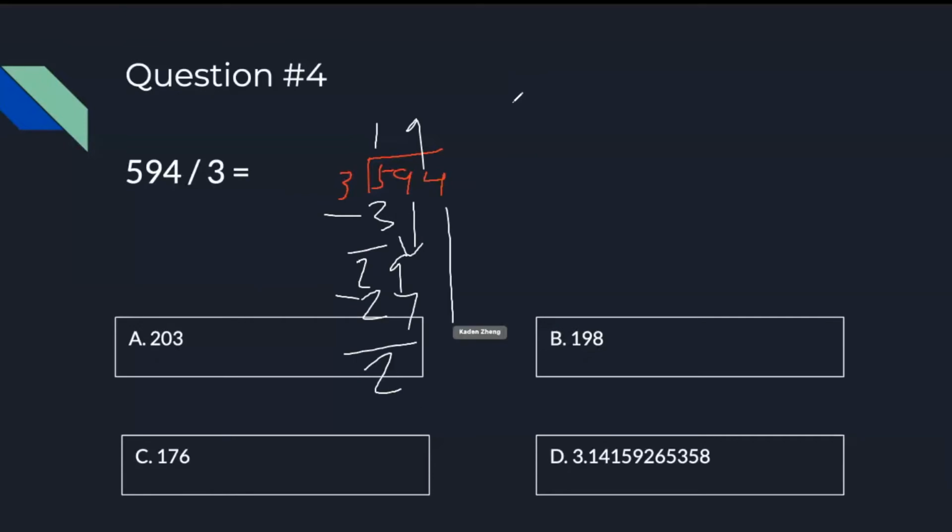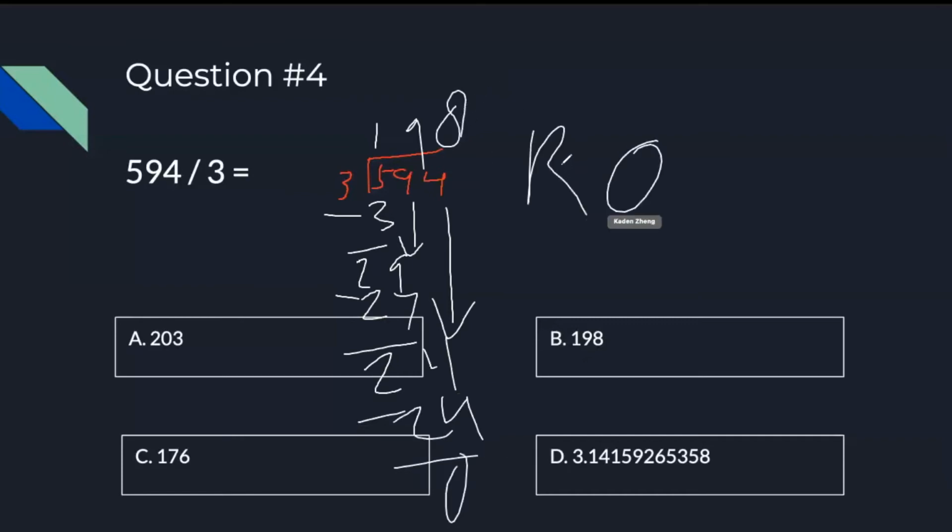Then pull the 4 down. Then we do how many 3s go into 24. It'll be 8. Then the remainder is 0. The remainder is 0. Good, very good.